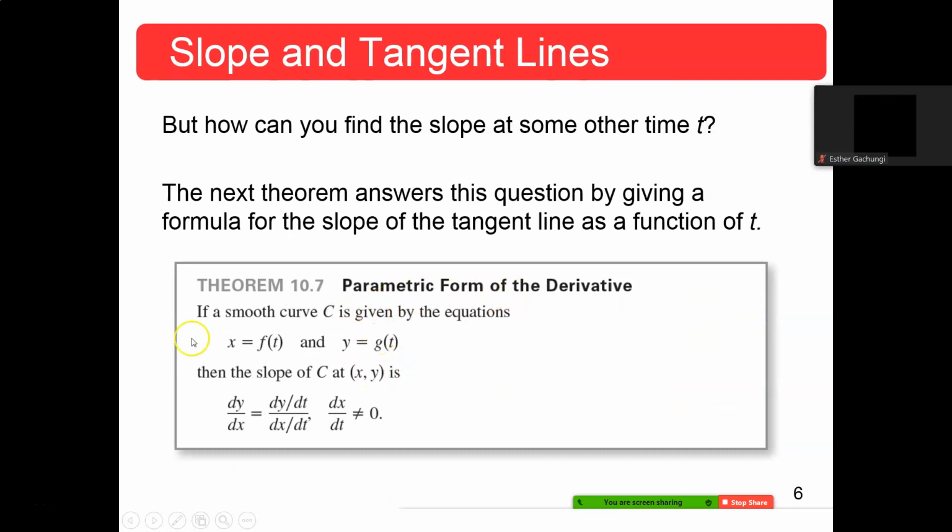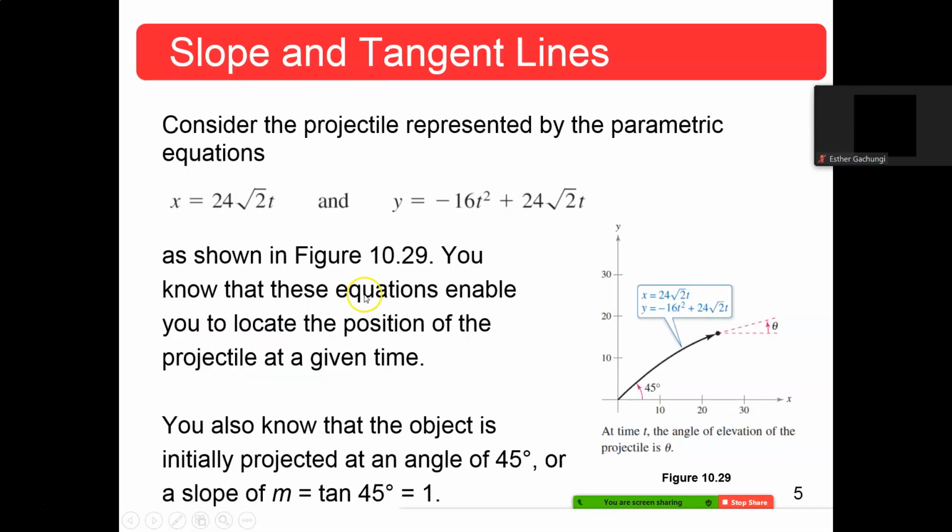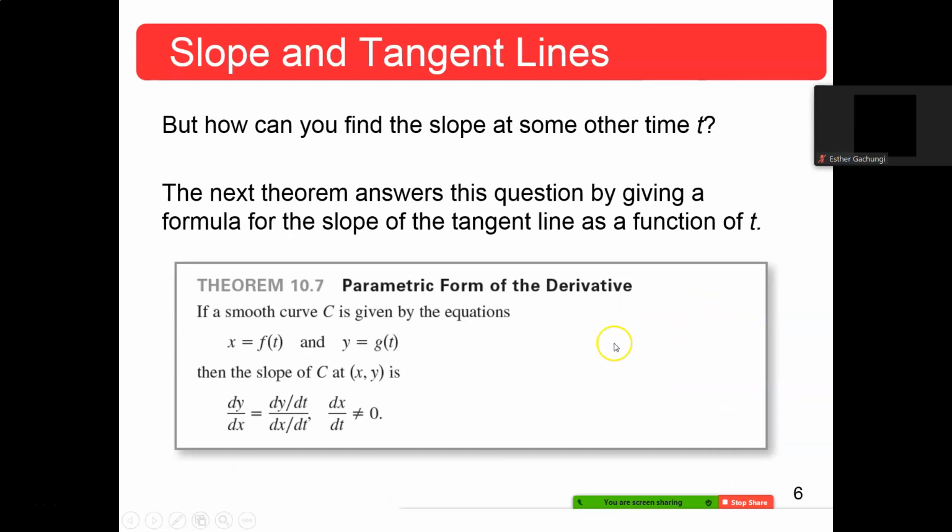Parametric formula of derivative. If a smooth curve C, nice smooth curve here, no cusps or corners in it, okay, is given by these equations, x equals f of t, y is equal to g of t, then the slope of C at any point x, y is, of course, dy dx, but what is it? It's dy dt over dx dt. That's exactly what it is.